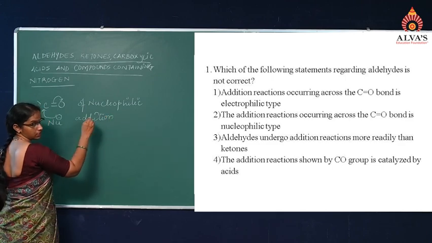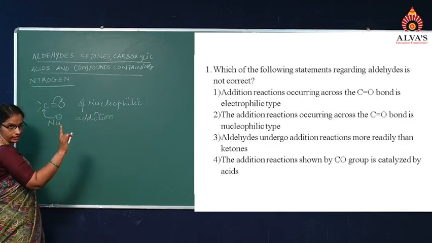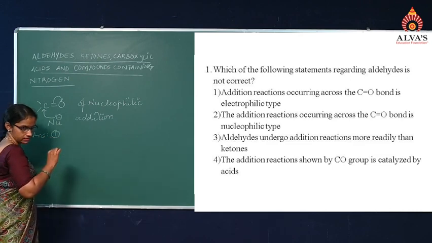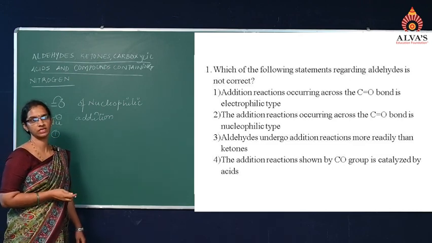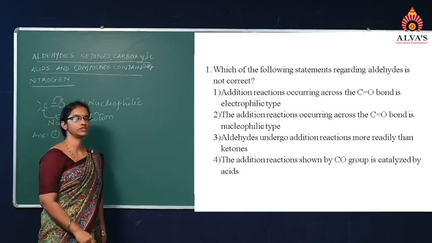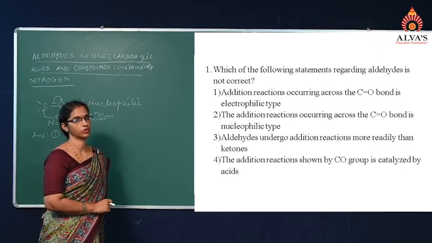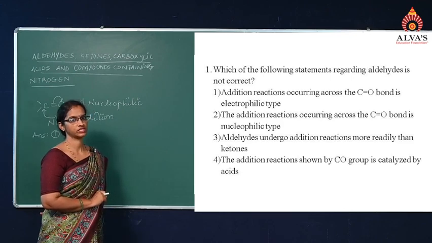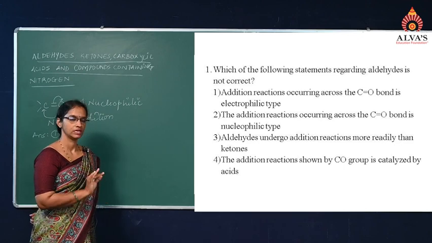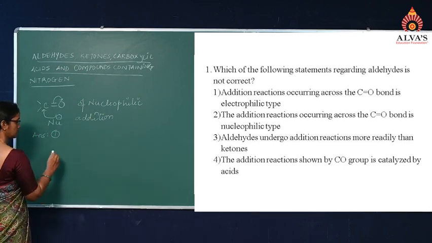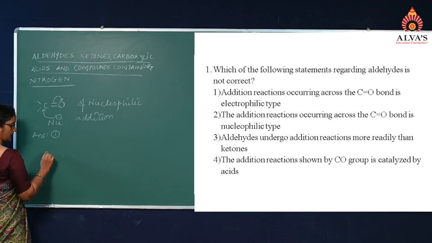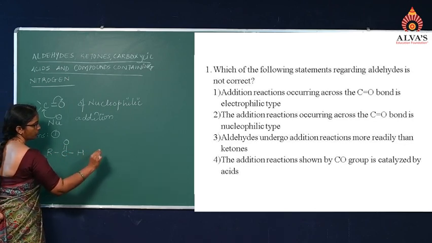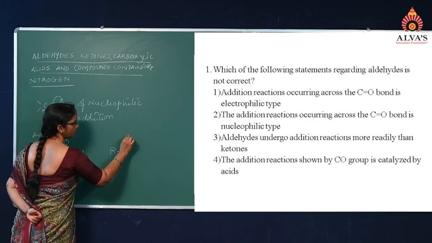So the first option is not correct, and that is the answer, 1. That is, it is an incorrect statement. The remaining three statements are correct. Addition reactions occurring across C=O are nucleophilic type, it is correct. Aldehydes undergo addition reactions more readily than ketones, that is also correct, because in case of aldehydes, RC=OH and RC=OR.